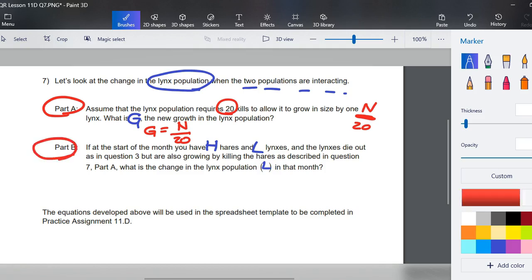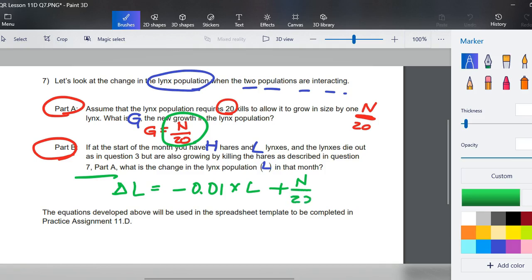Part B says if at the start of the month you have this many hares and this many lynxes, and the lynxes die out, as in question 3, but are also growing by killing the hares as described right here in part 7a, what is going to be the change in the lynx population? The change in the lynx population. From earlier in our notes, we know that the lynx population is dying out. But for it to grow, we need what we just discovered here to make it grow.